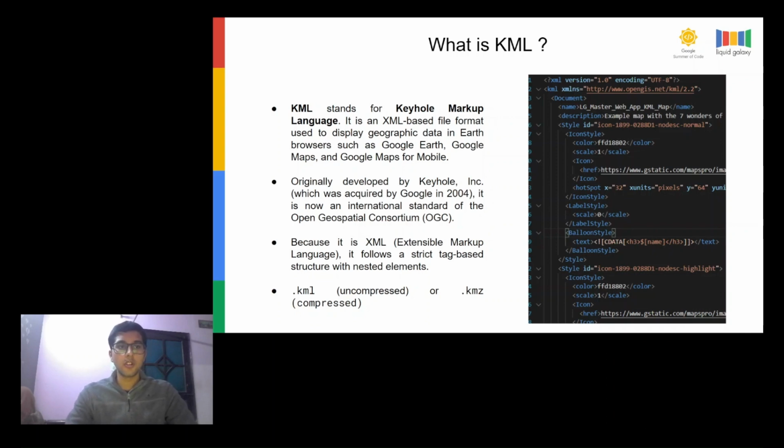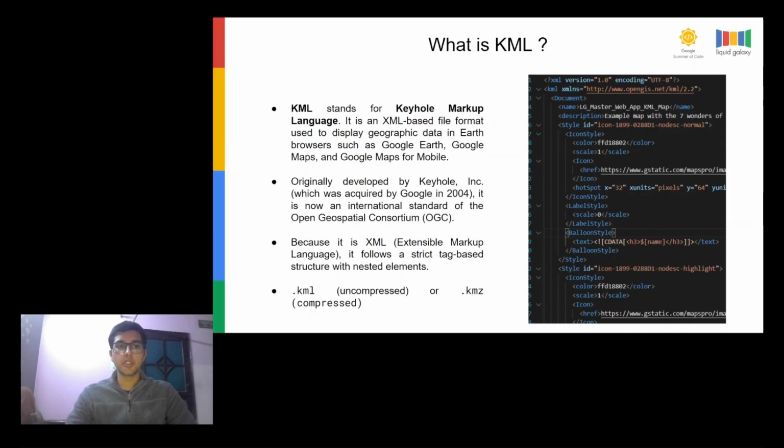KML stands for Keyhole Markup Language. It is an XML based file format used to display geographic data in Earth browsers such as Google Earth, Google Maps, and Google Maps in mobile. KML was originally developed by Keyhole Inc., which was later acquired by Google in 2004. Today, it is maintained as an international standard by the Open Geospatial Consortium, making it widely supported and interoperable.